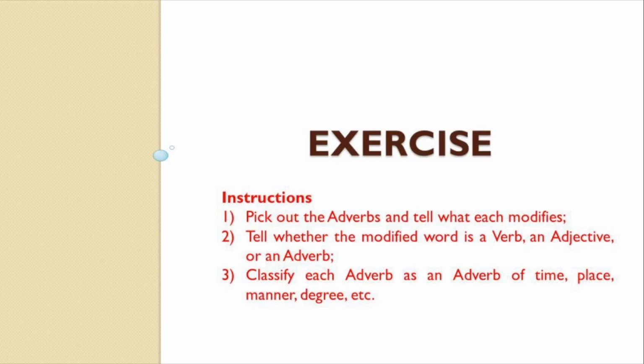This is the last and fourth section of our lecture, the exercise. Before giving the exercise, there are some instructions which you have to follow. The first is that you have to pick out the adverbs from the sentences and tell what each modifies. You also have to tell whether the modified word is a verb, an adjective, or an adverb. And after that, you have to classify each adverb as an adverb of time, place, manner, degree, etc.